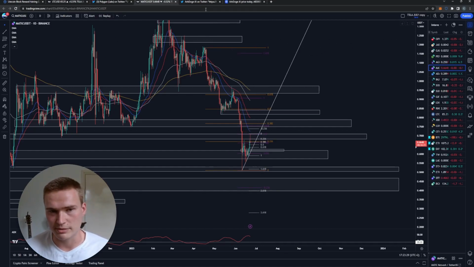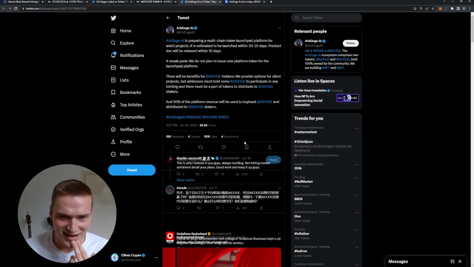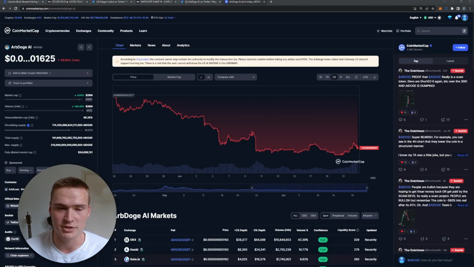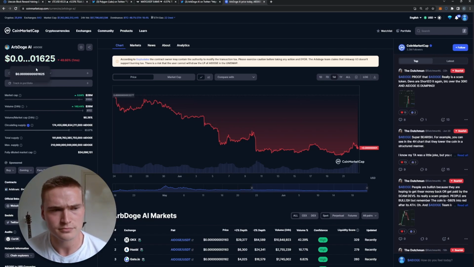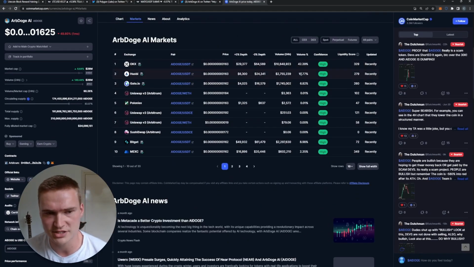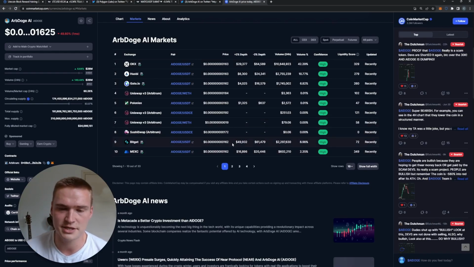Now, the third crypto which I wanted to talk about is a little bit of a different one. It's AI Doge, not the presale, which flopped a couple of days ago, but actually ARB Doge, so Arbitrum Doge AI. But the ticker is AI Doge, and you can actually purchase it on quite a lot of major exchanges like OKX, Huobi, Gate.io, Bitget, MEXC.